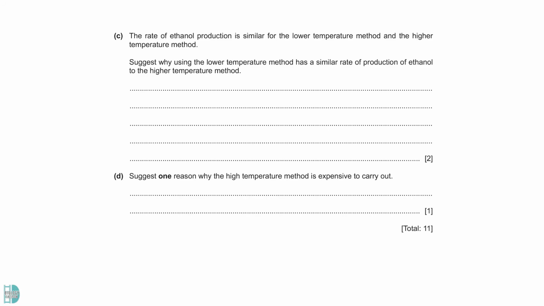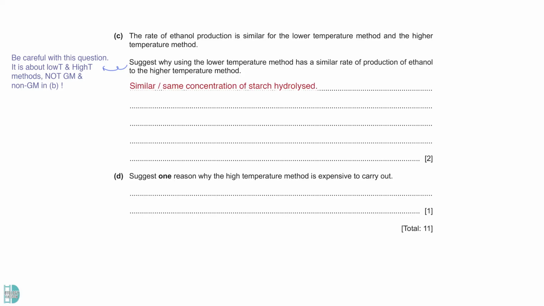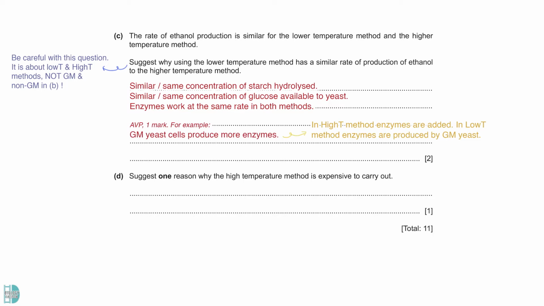C. Suggest why using the lower temperature method has a similar rate of production of ethanol to the higher temperature method. Notice that this question talks about the higher and lower temperature methods mentioned in the passage. It is not about GM and the non-GM yeast in B. The rate of production is similar, as similar or the same concentration of starch is hydrolyzed. So, there will be a similar concentration of glucose available to yeast. The enzymes probably work at the same rate in both methods, leading to a similar production rate. Another possibility is that GM yeast cells produce more enzymes than the ones added in the high temperature method.